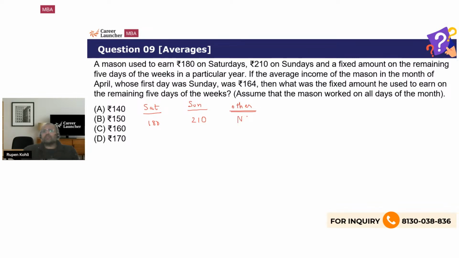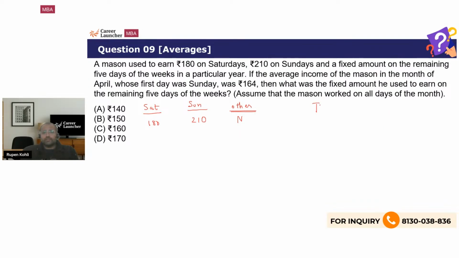If the average income of the mason in the month of April, whose first day was Sunday, was 164 rupees, then what was the fixed amount he used to earn on the remaining 5 days of the week? Assume that the mason worked on all days of the month. So basically this n is what is asked. Ye n kya hai? What is the fixed amount he used to earn on the remaining 5 days, right? So for the month, we need to know how many Sundays, Saturdays, other days are there. Only then we can work upon this overall 164 rupees, the average income of the mason in the month. So first of all, what is the total income of the mason?